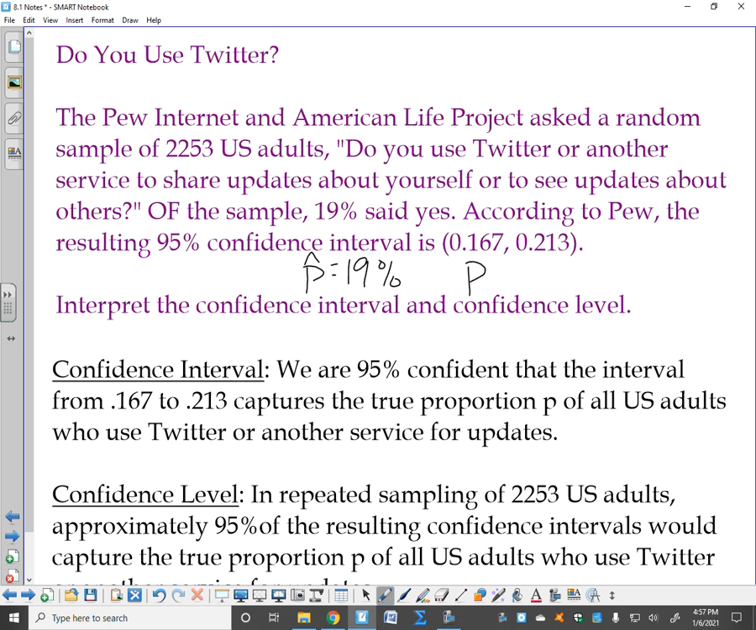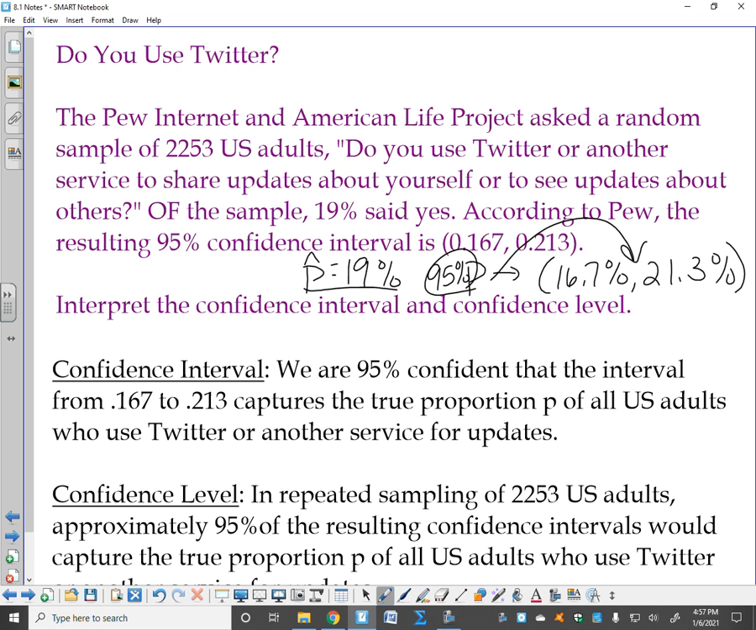We are 95% confident that p lives in between 16.7% and 21.3%. p is somewhere in there. I am 95% confident that p is in there somewhere. I don't know what p is, never gonna know what p is. But based on that sample, I'm 95% confident that p lives in between those two percentages.